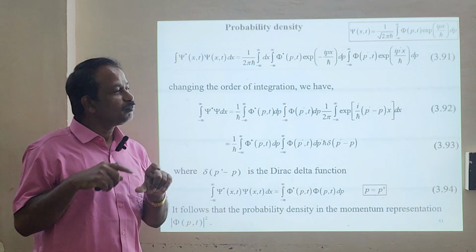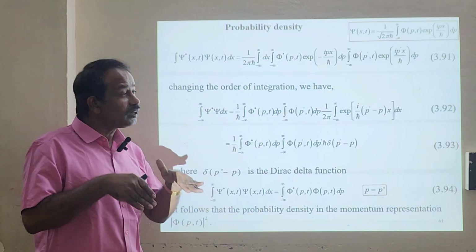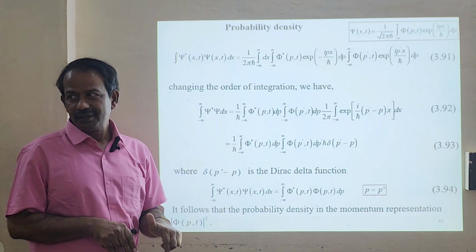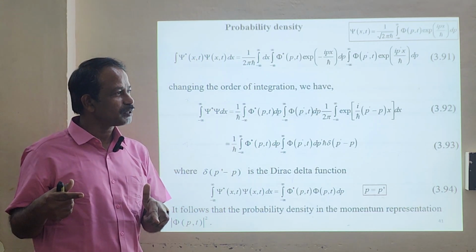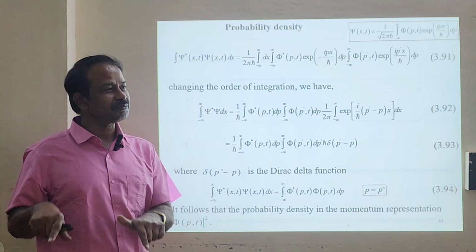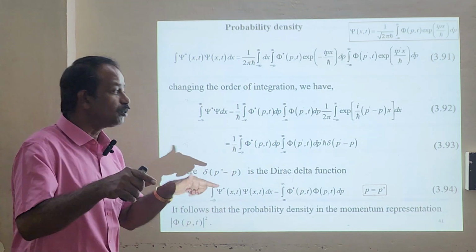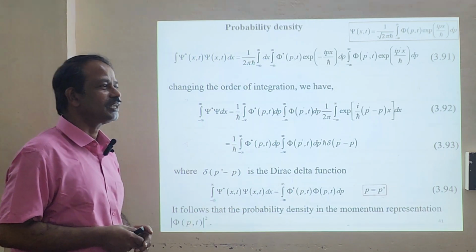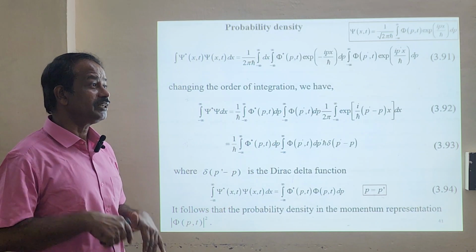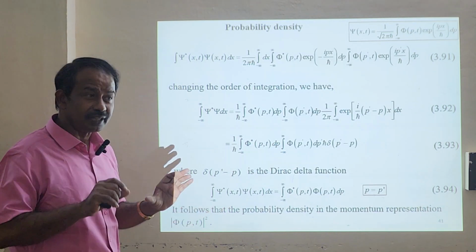Mod psi squared is nothing but the probability density in coordinate representation. Mod phi squared is nothing but the probability density for the momentum representation. Is it okay? So both are equal. If you get one answer, the other can be deduced from it. So both are equivalent.